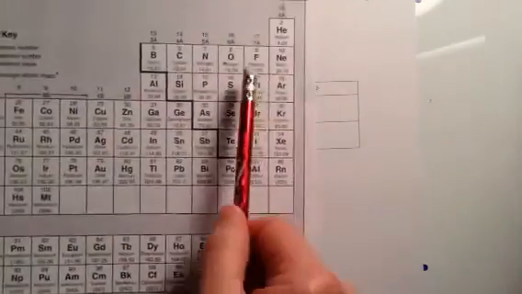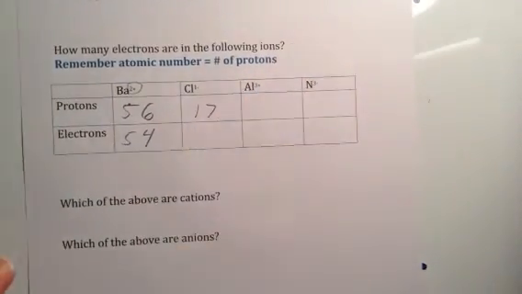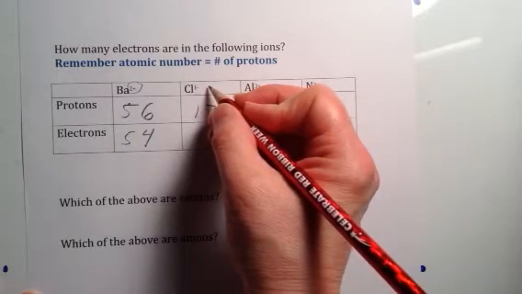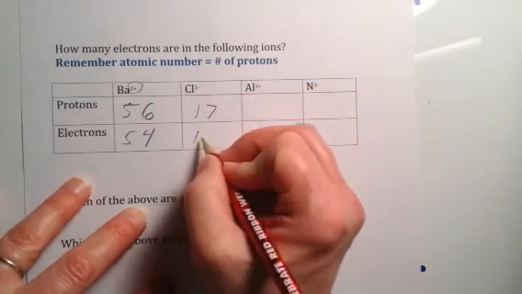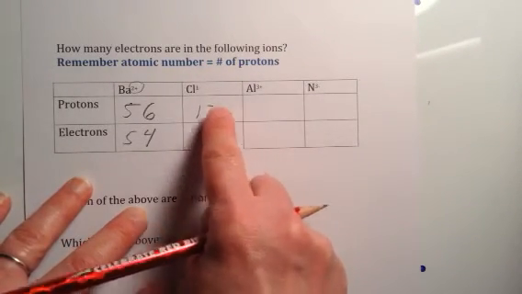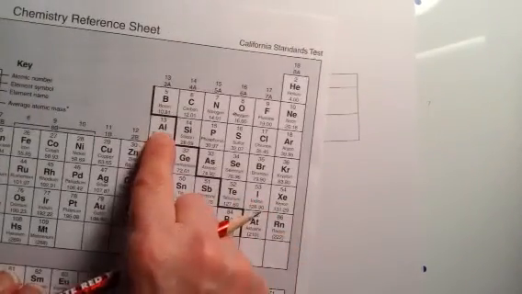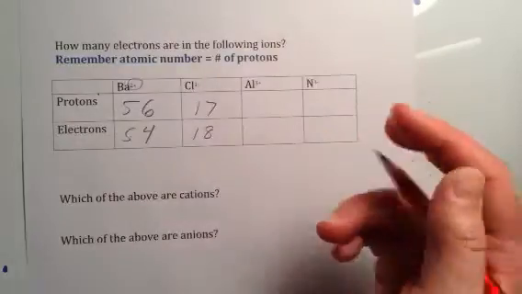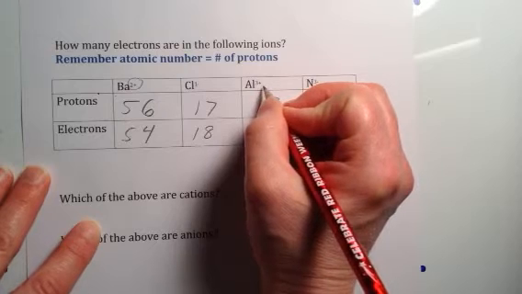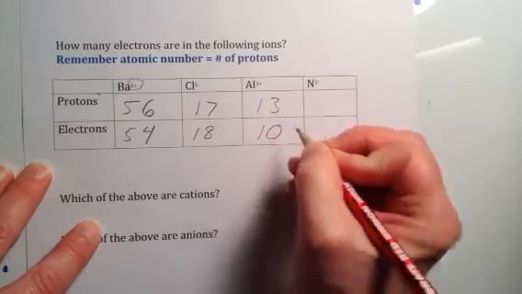Chlorine has an atomic number of 17, so it will have 17 protons. It has a -1 charge, which means that it has gained electrons. So if you have 18 negatives and 17 positives, you'll have a net charge of -1. We also did the aluminum example, where aluminum has an atomic number of 13. It has a 3+ charge, so that means that it has lost negatives for a total of 10 electrons.